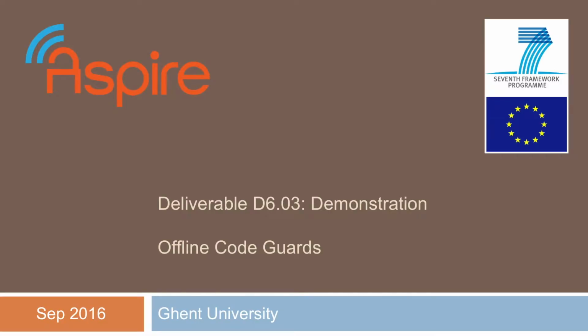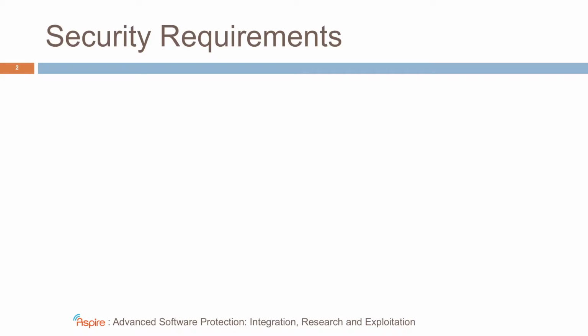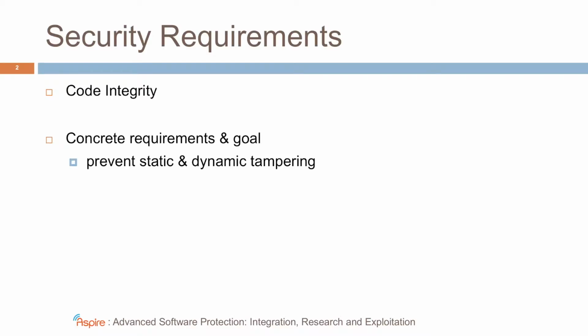Welcome to another Aspire demonstration movie. In this one, we'll demonstrate offline code guards, a protection developed at Ghent University. The security requirement that we want to meet is code integrity. Concretely, we want to protect against static and dynamic tampering with the code.